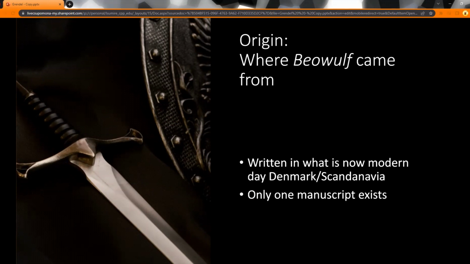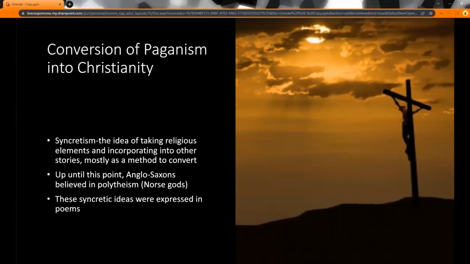So keep that in mind. Beowulf was written during a key point in history where the Anglo-Saxons were shifting from a pagan perspective into a Christian perspective under this idea called syncretism. And syncretism was this process of taking religious aspects from one aspect of culture and weaving them into another aspect of culture in order to get a certain population to convert. In this case, it would be the conversion of the Anglo-Saxons from a polytheistic point of view, believing in the Norse gods, to believing in just one single god.